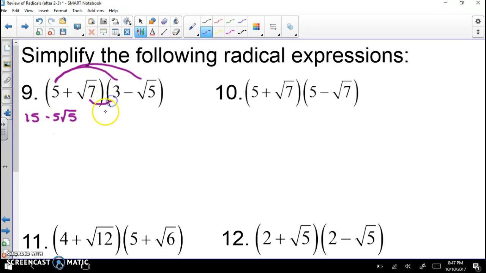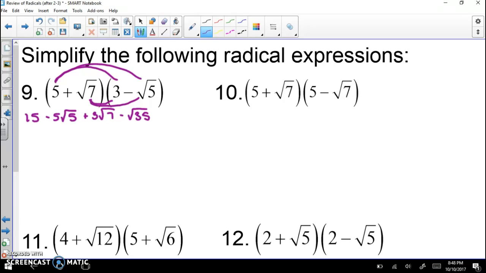We now move to our inner terms. Same thing. We're taking the square root of 7 times 3. They're not like terms, so we just write them as the product, which would be 3 square root of 7. And then we multiply our last. Square root of 7 times the square root of 5, they're both radicals. Therefore, we can write them as the square root of 35.